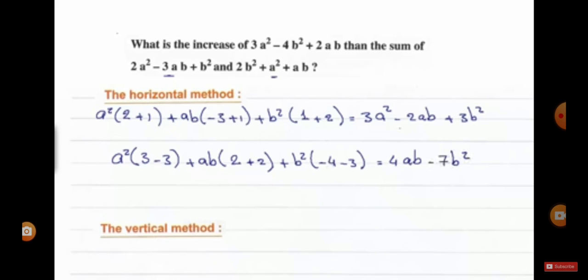Then I have to make the difference between the increase, the first expression, and the result I got. a², open brackets, 3 from the first expression minus 3 for the result I got, plus ab, 2 from the first expression and positive 2, I change the sign to the opposite for the result I got, plus b², −4 for the first expression, and change the sign to the opposite for the third expression. Then I get 4ab − 7b². Thank you for listening, everybody.